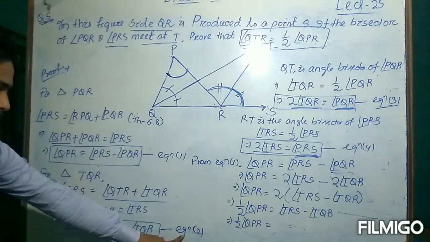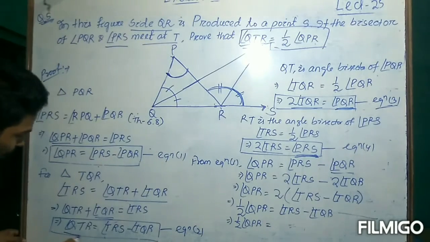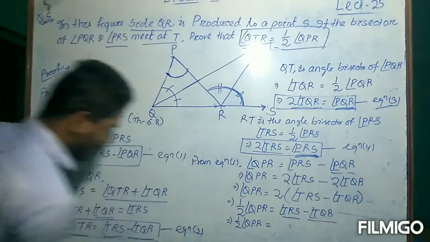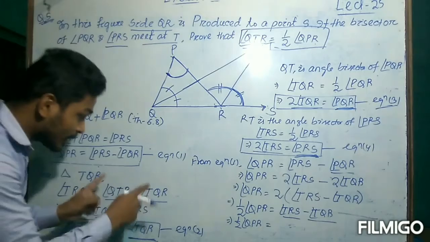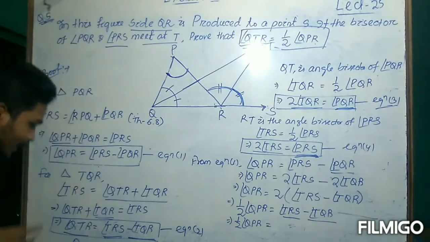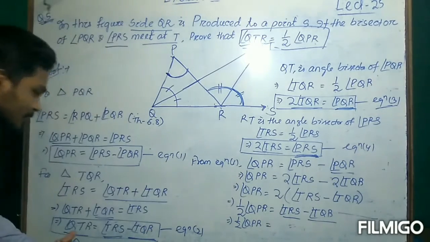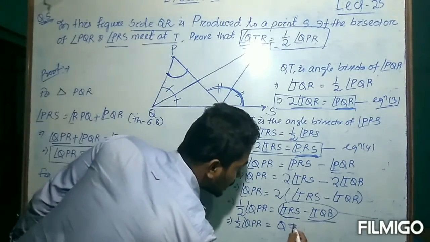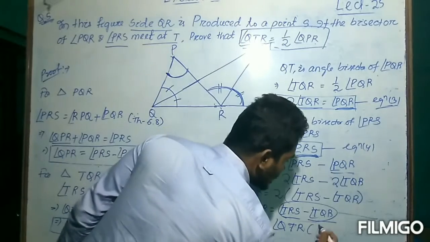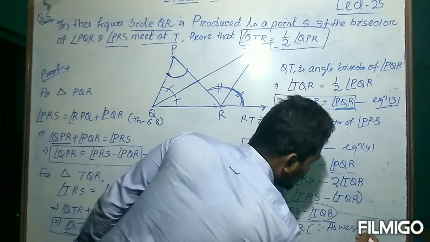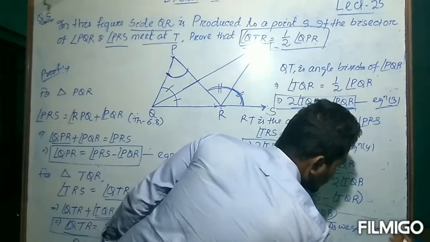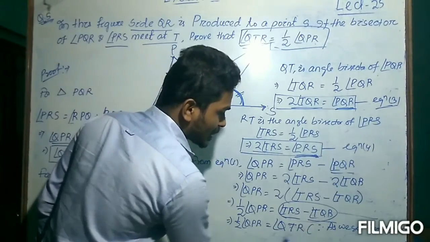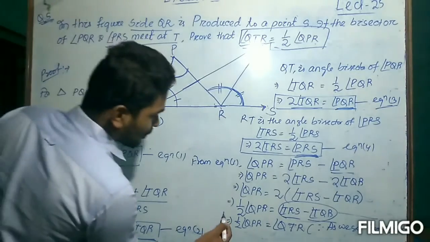Next, half of QPR is equal. Now see equation number 2. In equation 2 we find QTR is equal to TRS minus TQR. So TRS minus TQR is equal to QTR. You find it from equation 2. So in this place we can substitute QTR. You can write the reason here as we get it from equation 2. Okay, so in this place we substitute TRS minus TQR is equal to QTR, and this is our final result.